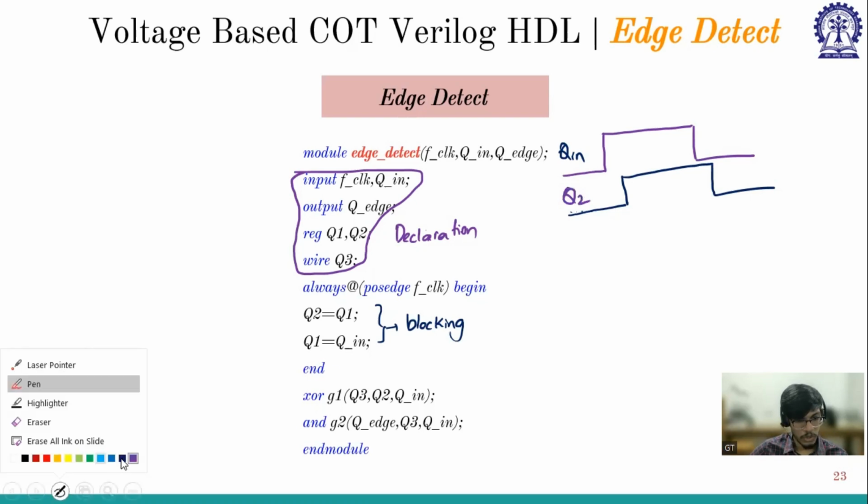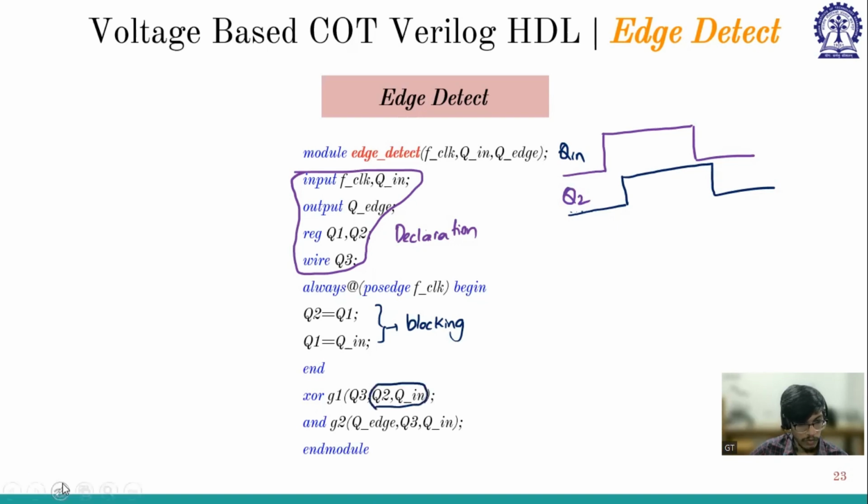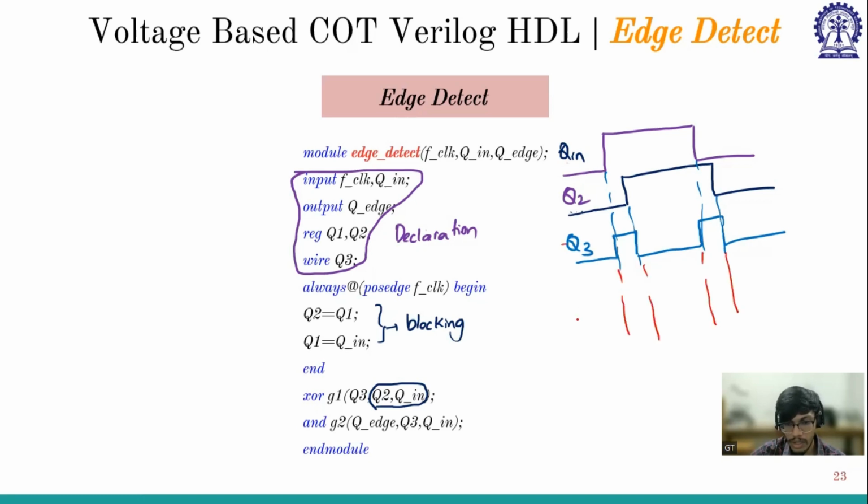Now, after getting Q2, SAR is doing an XOR operation of Q2 and Q in. If we do the XOR operation, at this point it is 1, it is 0, at this point it is 1, and it is 0. SAR is calling it Q3. After getting Q3, SAR is doing Q3 and Q in. If you draw this, in this part it is 1 and in the rest of the part it is 0. So this is our Q edge.